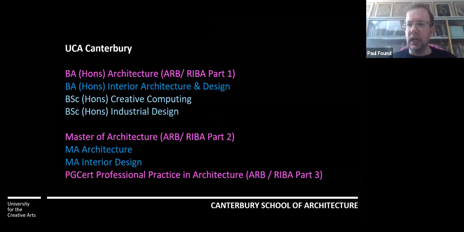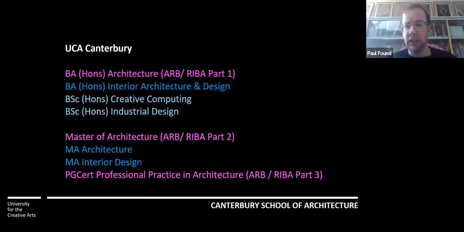So as you'd expect, the architecture programme consists of our fully validated and accredited ARB and RIBA architecture pathway, which gives the opportunity to go from BA in Architecture, which is the Part 1 RIBA, and an MArch, Master of Architecture, all the way through to a Postgraduate Certificate in Professional Practice in Architecture, which is Part 3 of the RIBA qualification. For those of you who don't know, ARB is the Architects Registration Board, and RIBA is the Royal Institute of British Architects. So our courses are fully validated and accredited. Students who complete our course become fully qualified, registered architects.